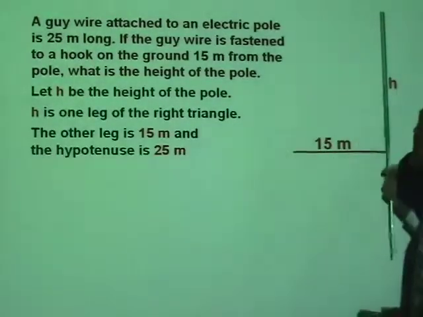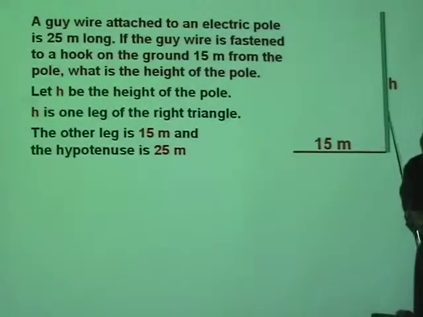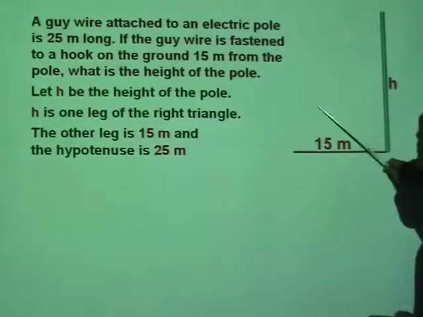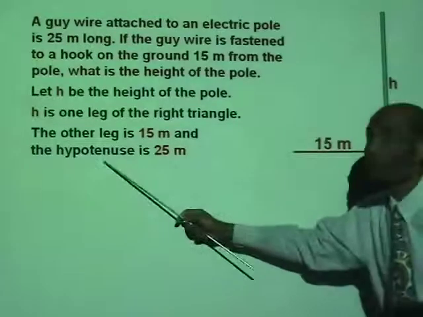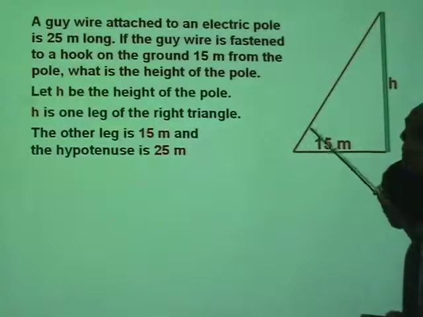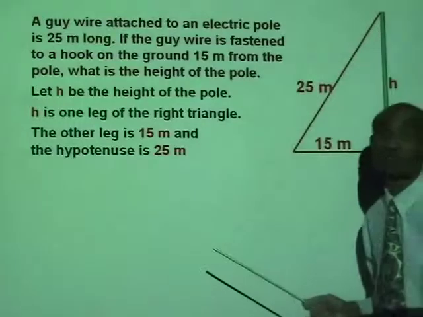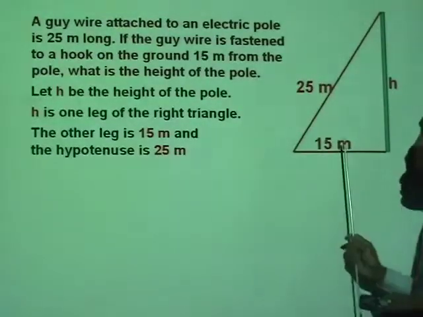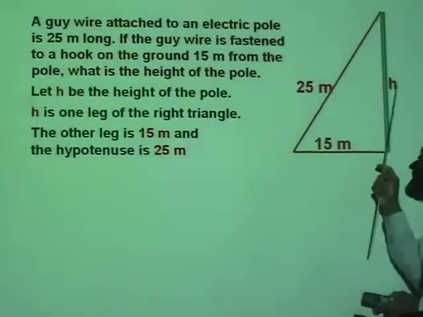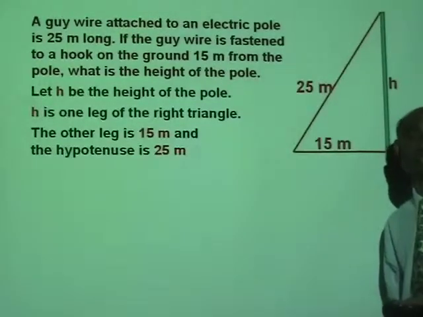Now, this is one leg that is 15 meter. The other leg is H. That means the third side of the right triangle is the hypotenuse, and that is the length of the rope. This is the guy wire, and its length is 25 meter. So we have now a right triangle. One leg is 15 meter, the other leg is H, the hypotenuse is 25 meter.